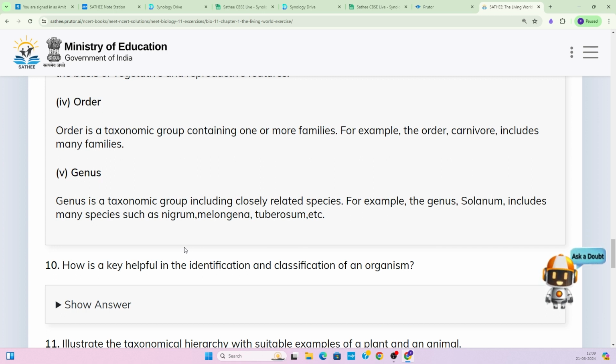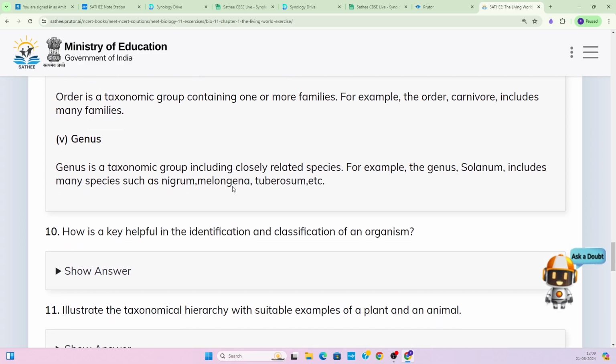Next is the genus. Genus is a taxonomic group including closely related species, some closely related species that are aggregated together. For example, the genus Solanum includes many species such as nigrum, melongena, and tuberosum. Solanum tuberosum, Solanum nigrum, Solanum melongena. All are different species, but the genus is the same. Solanum is the common genus, but the species are different. So that is the genus.